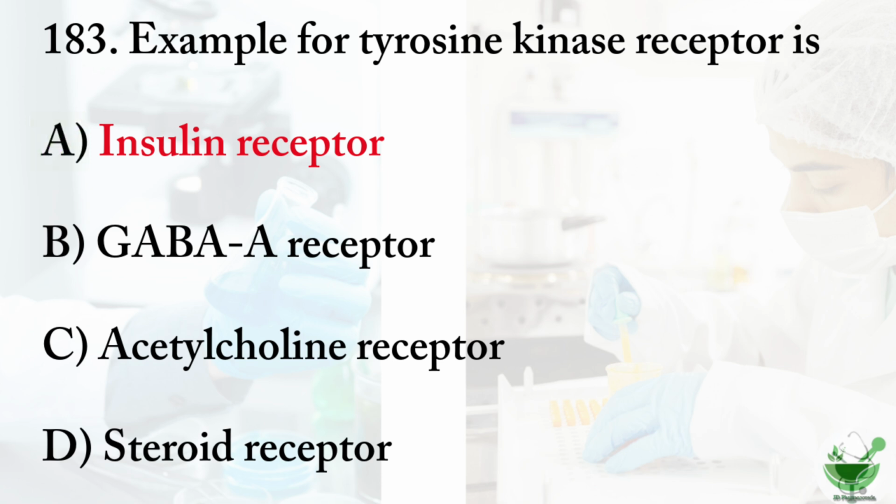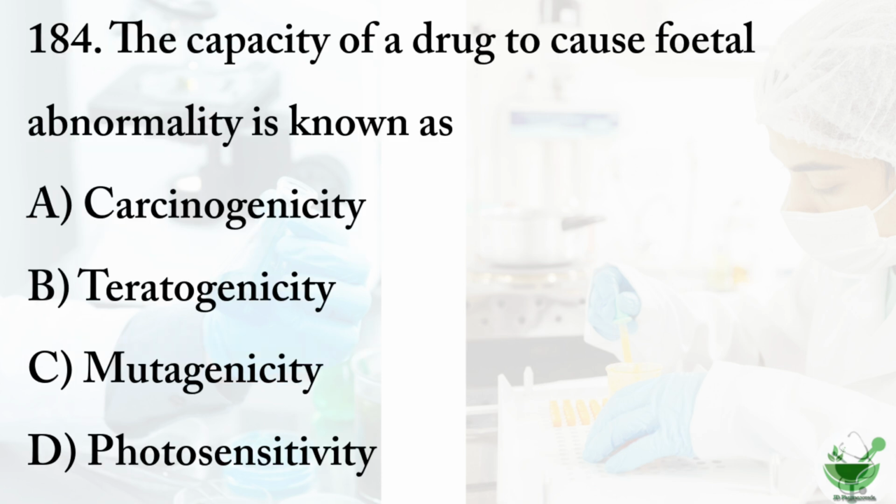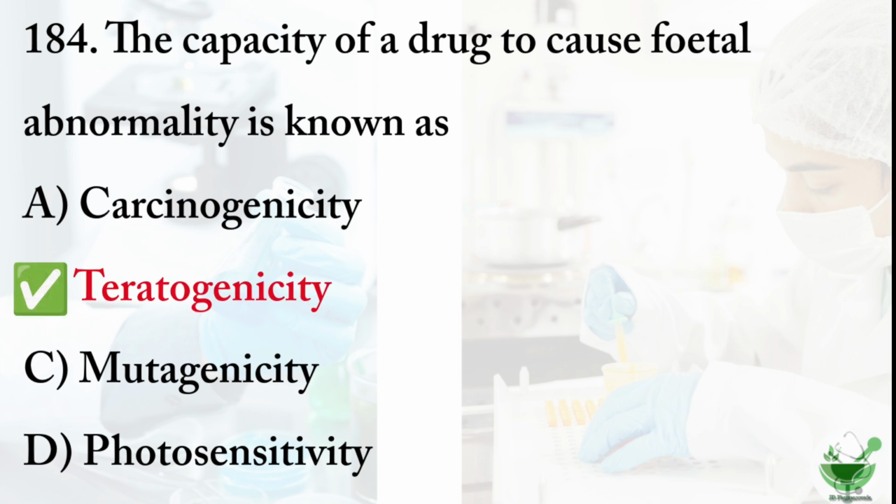Then question number 184, the capacity of a drug to cause fetal abnormality is known as. The options are option A, carcinogenicity, option B, teratogenicity, option C, mutagenicity, and option D, photosensitivity. The right option is option B, teratogenicity.